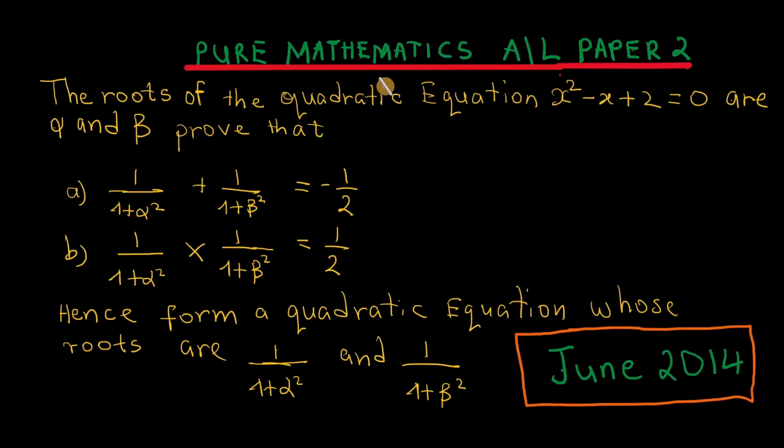Pure Mathematics A-Level Paper 2. The roots of the quadratic equation x squared minus x plus 2 equals 0 are alpha and beta.